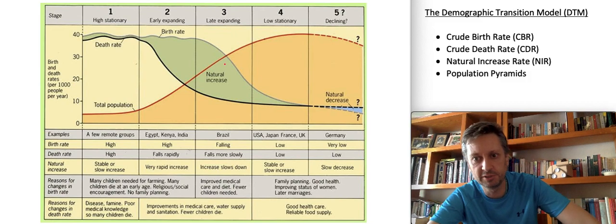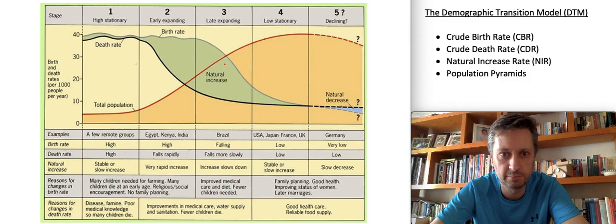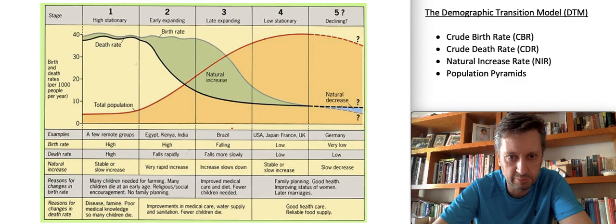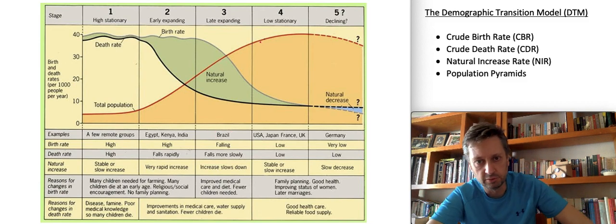The example I mentioned before in a previous video would be perhaps India. India, we would say, is in stage 3 of the DTM. Example here is Brazil. And then we get to stage 4.